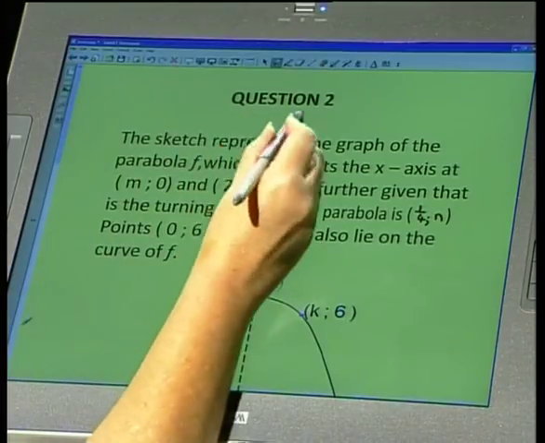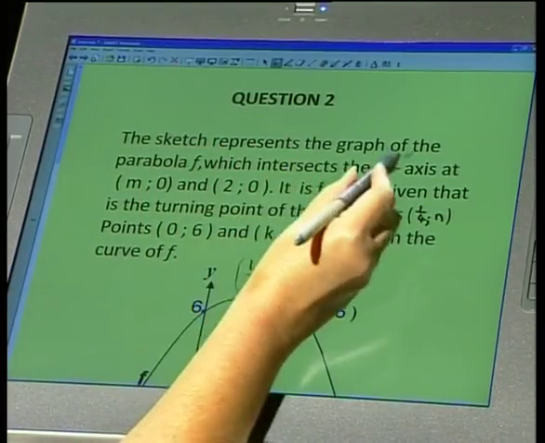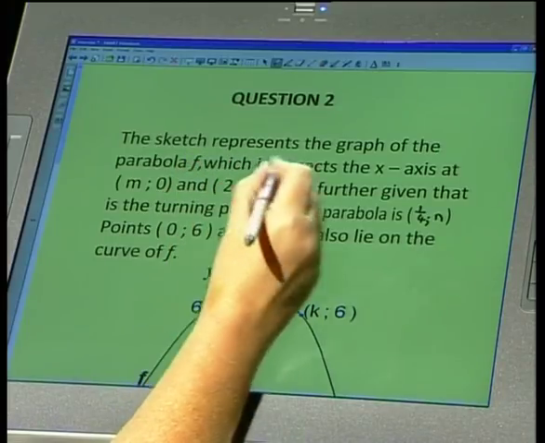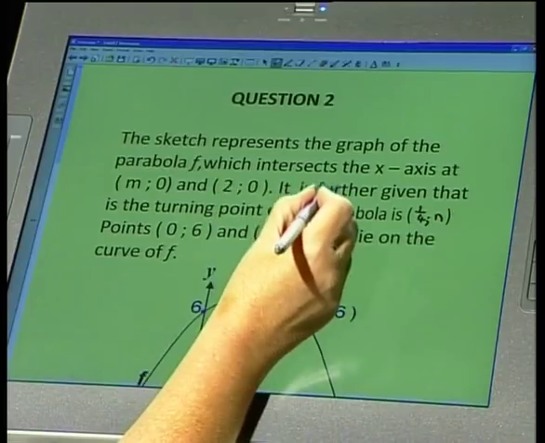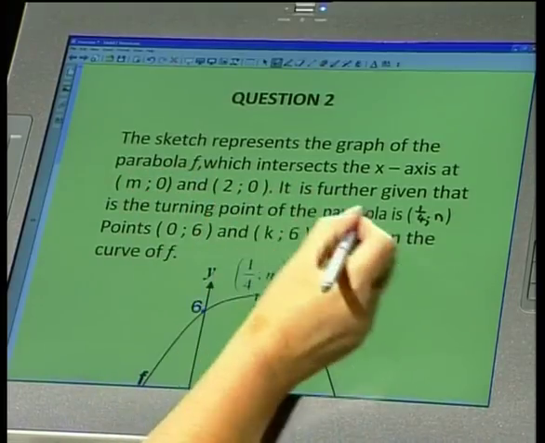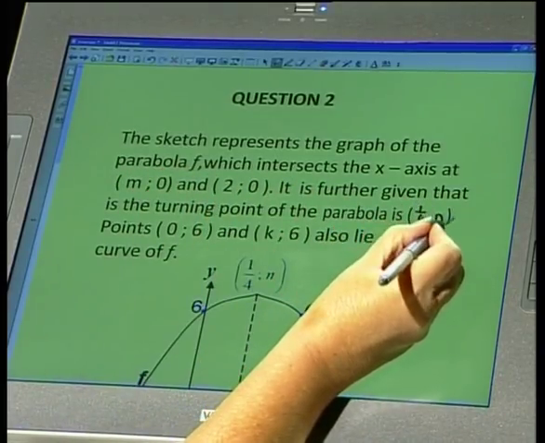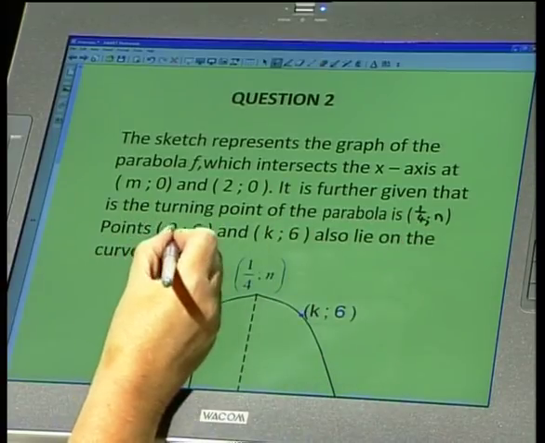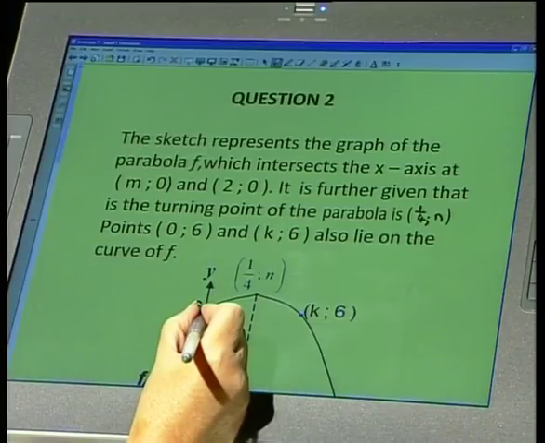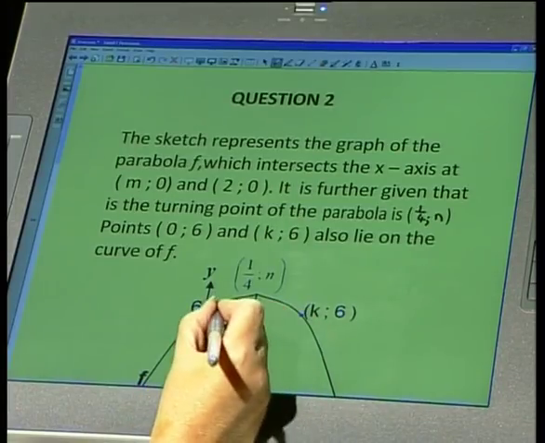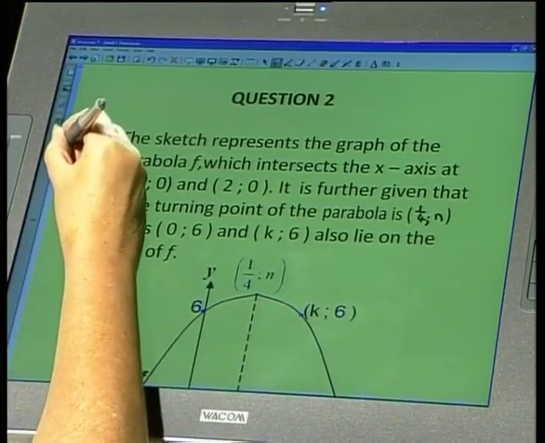Now, in this question, you can see it says the sketch represents the graph of the parabola f, which intersects the x-axis at m, 0 and 2, 0. It is further given that the turning point of the parabola is 1/4, n. Points 0, 6 and k, 6 also lie on the curve. And you can have a look over here. That's got to do with symmetry, I'm sure. In fact, this whole question has to do with symmetry.